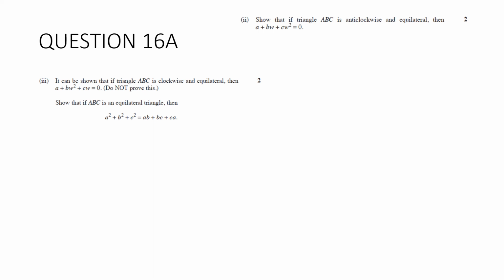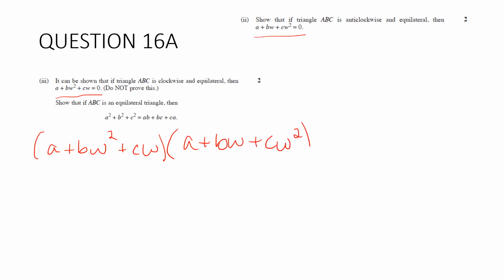3. It can be shown that if triangle ABC is clockwise and equilateral, then A plus BW squared plus CW is equal to 0. Show that if ABC is an equilateral triangle, then A squared plus B squared plus C squared is equal to AB plus BC plus CA. Now if ABC is an equilateral triangle, it can be traversed either clockwise or anti-clockwise, it doesn't matter. So both of these statements are true, which means that A plus BW squared plus CW multiplied by A plus BW plus CW squared must be equal to 0.